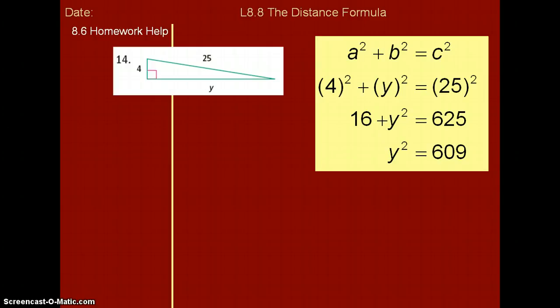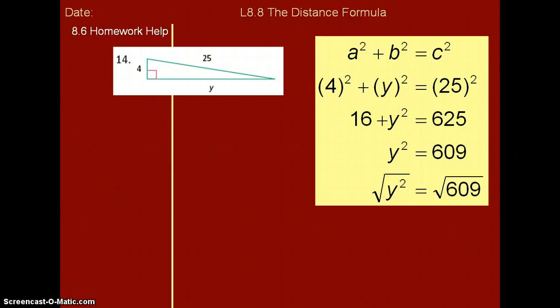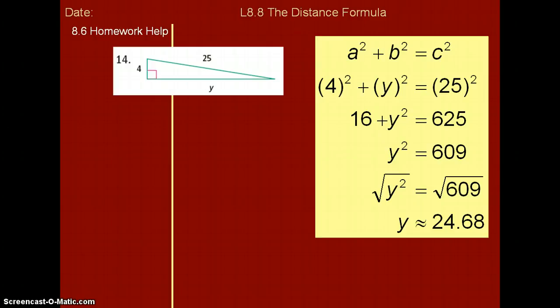At this point, since we know what y squared is equal to, we would want to take the square root on both sides so that we know just y, because the square root of y squared is just y. And since 609 is not square rootable, nor does it have any square rootable factors, we would give the decimal approximation of 24.68.